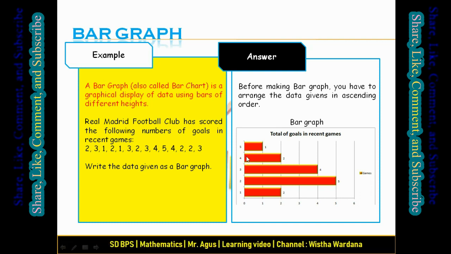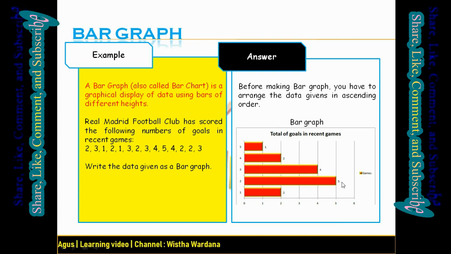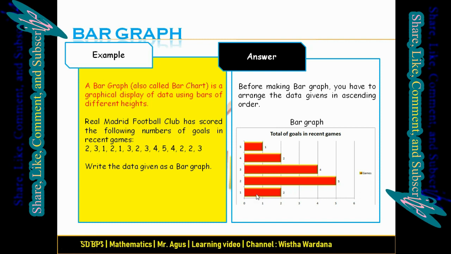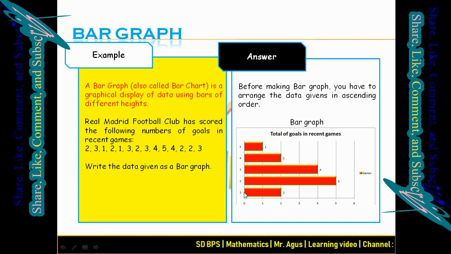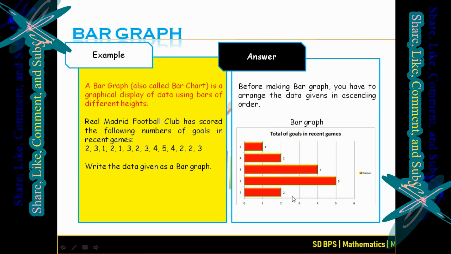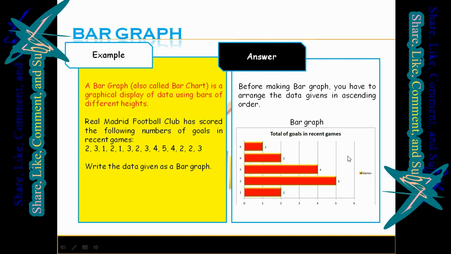You can see the top bar means 5 goals in 1 game. The second bar is 4 goals in 2 games. The third bar is 3 goals in 4 games. And the next bar is 2 goals from 5 games. And the bottom bar is 1 goal in 2 games. Do you understand?